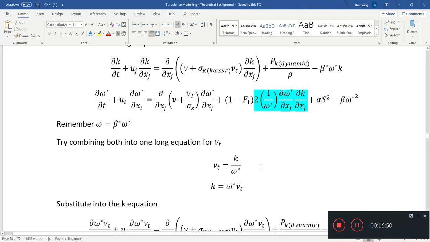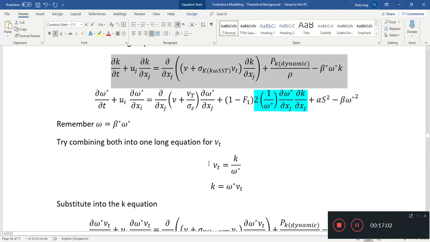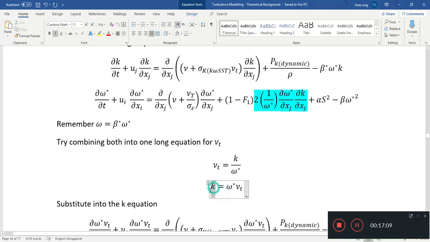And let's say you wanted to derive an equation for the kinematic viscosity from these two equations. How would you do it? So firstly, we try and have our equation like that. I'll make k the subject of this equation. Okay, so k equals omega star times nu t.